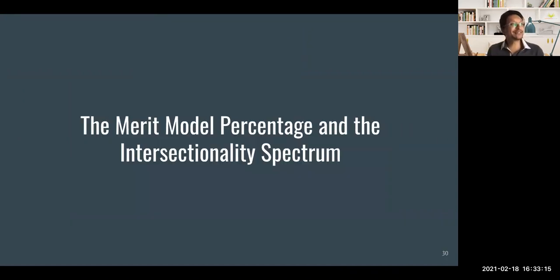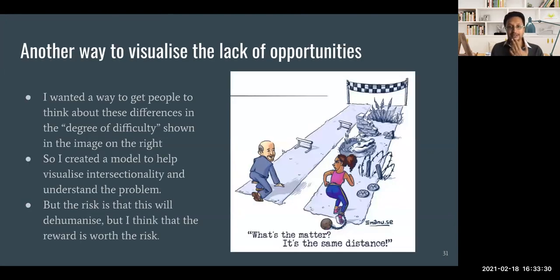So one of the things that I also wanted to talk about was how do I quantify this? And so I came up with this idea of a merit model percentage to talk about merit. And that led to this idea about visualizing what that might look like. It was because of this particular picture that I really wanted to get people to think about how we can think about that degree of difficulty when we're hiring people or helping people along. And so I created this model. The risk is that this could dehumanize, but I think at this point the reward is worth more than the risk. And this was triggered by this particular image.